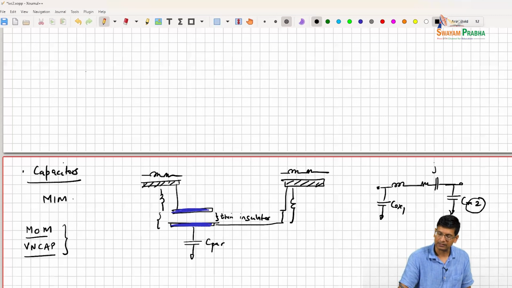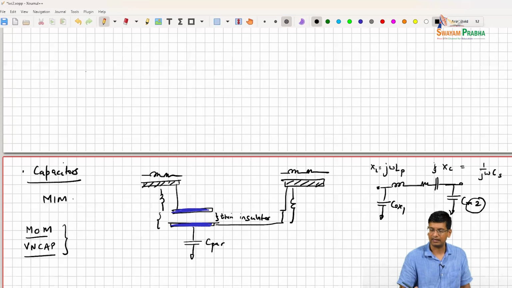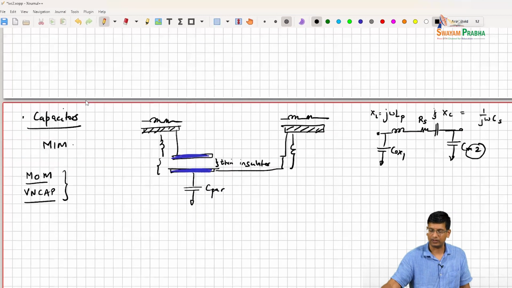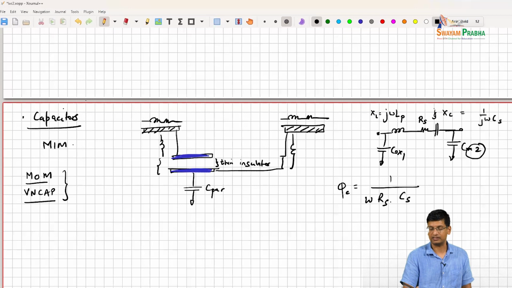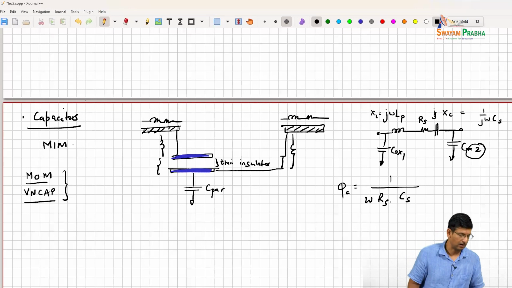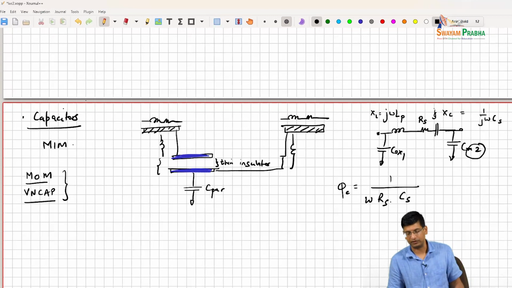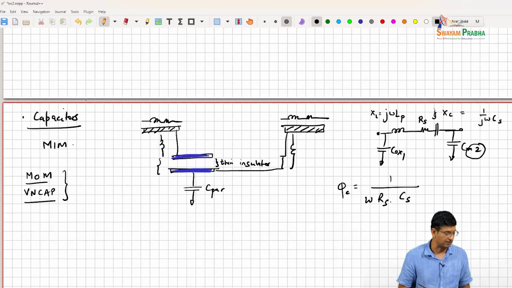Same situation: this is 1 over j omega Cs, the series capacitance which you targeted, and this is the parasitic inductance j omega L. And you have some wiring resistance. So you end up with the same sort of issues. You have a Q of the capacitor that is 1 over omega Rs Cs. This is the Q of the capacitor that you can have. Again, you can get on the order of 15 to 30. It depends upon the capacitances and such.